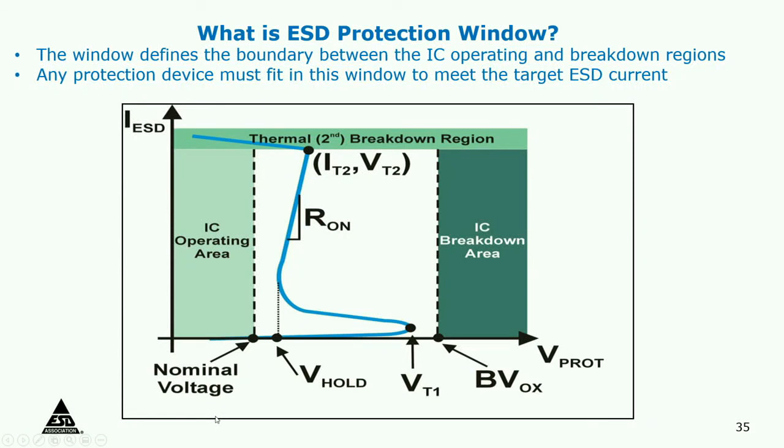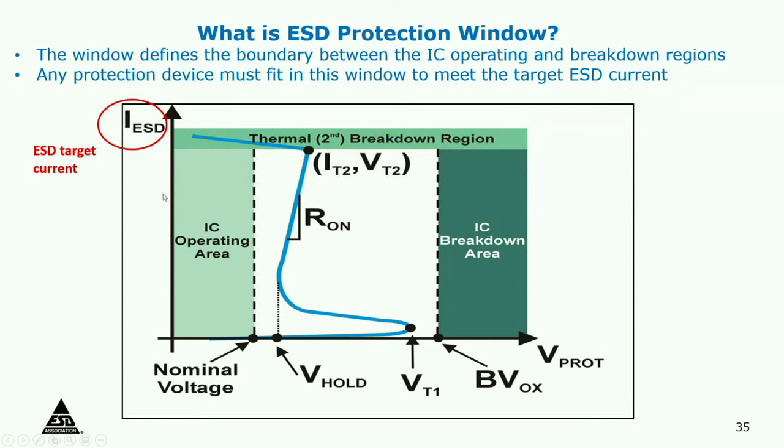Okay, now I want to briefly mention a design window. How does the ESD protection scheme work? You have an IC operating area and an IC breakdown area, and you have a thermal breakdown region up here. Whatever you design has to stay within that window. So this is the oxide breakdown or the junction breakdown, either one, and this is the nominal voltage that you apply. A clamp like this should stay in here and protect this before it reaches its breakdown point. That is called an ESD design window.